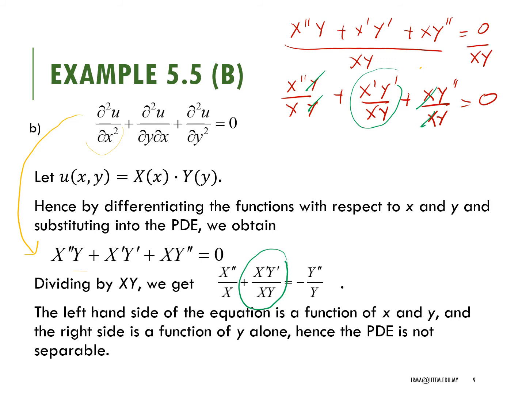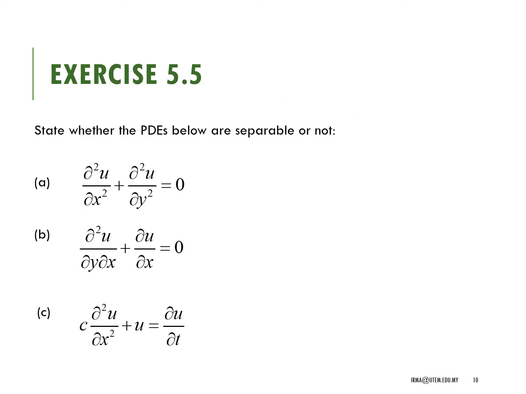Alright, so these are the examples of how to determine whether the PDE is separable or not. If it's separable, you may proceed with the method of separation of variables. If not, for example in part B, you just need to stop here. No need to proceed. Alright, this exercise you can try later. You need to determine whether the PDE is separable or not.